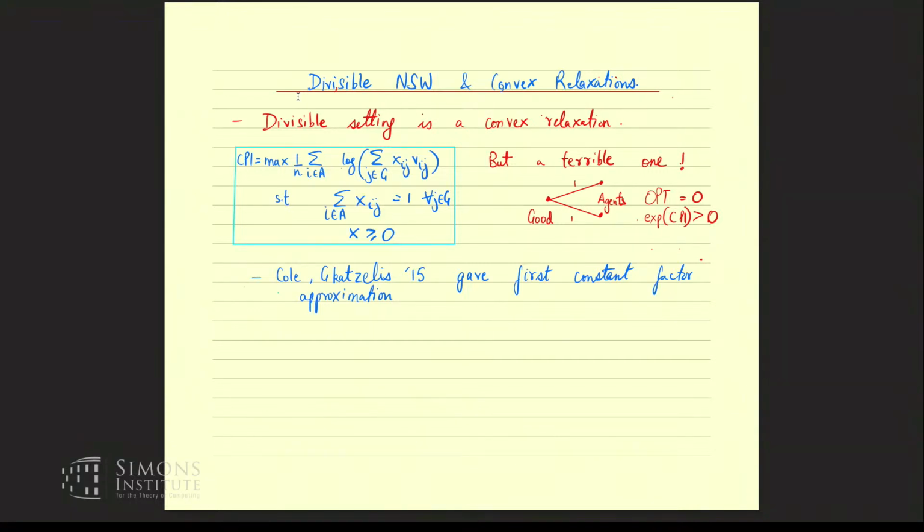Just to tell you, and I'll come to this, there was a very nice paper by Cole and Gkatzelis in 2015 who gave the first constant factor approximation for the Nash social welfare, right?